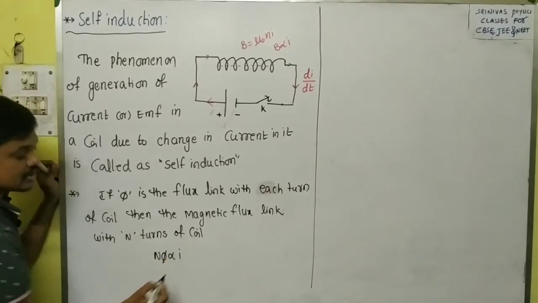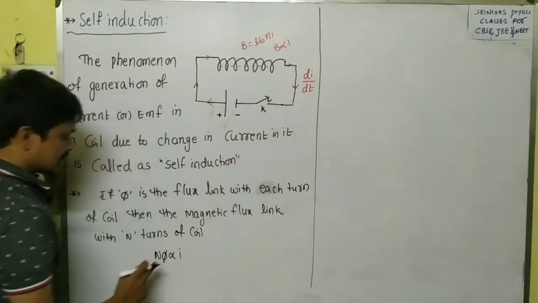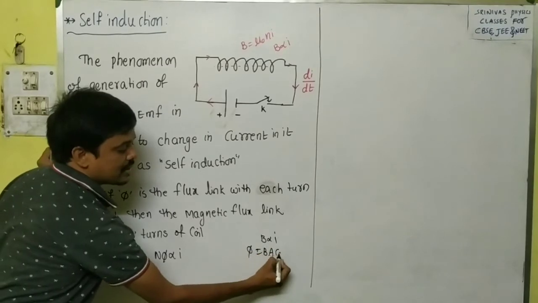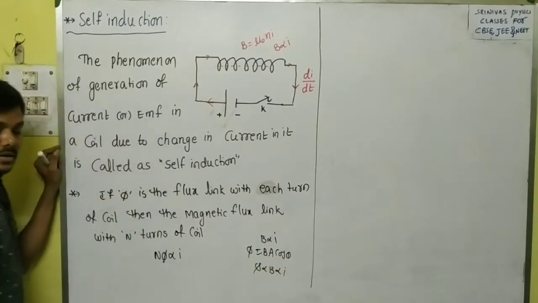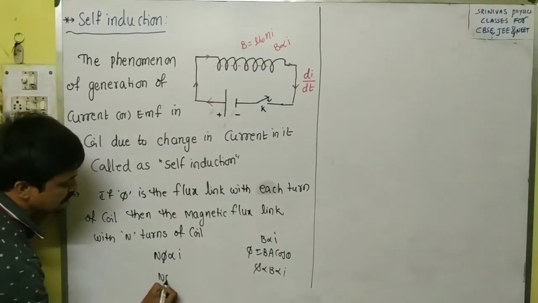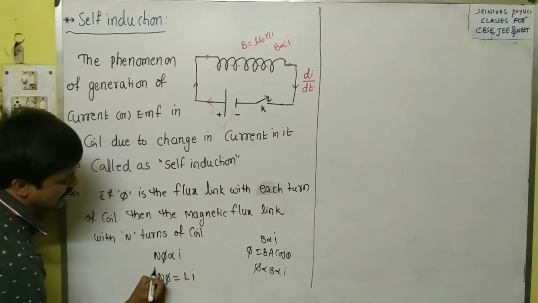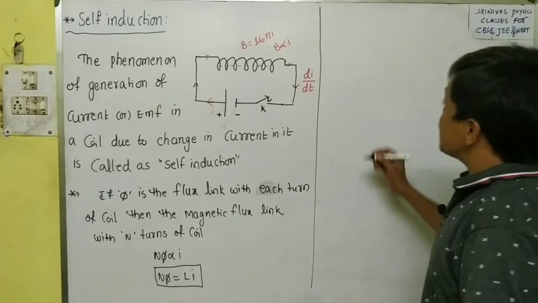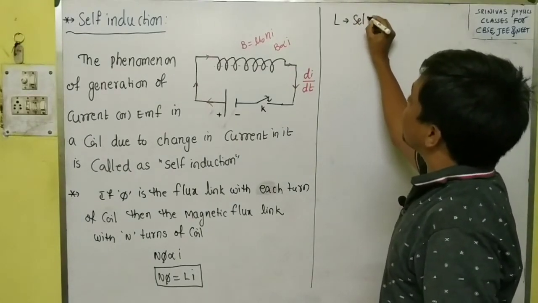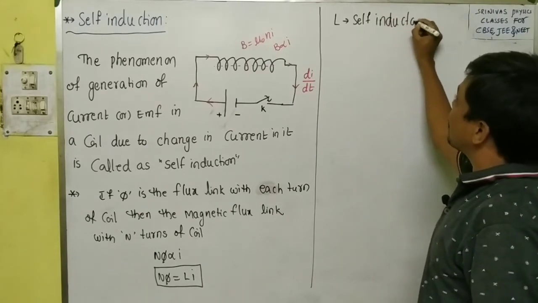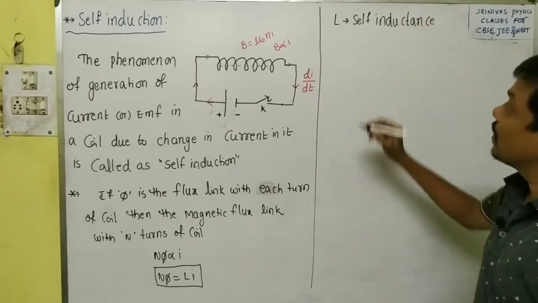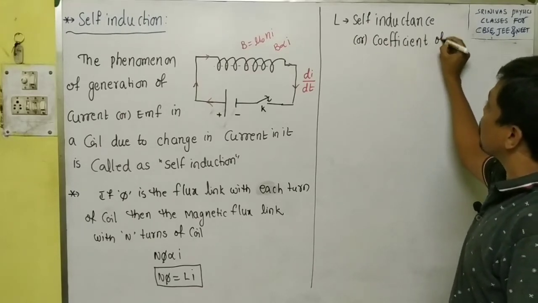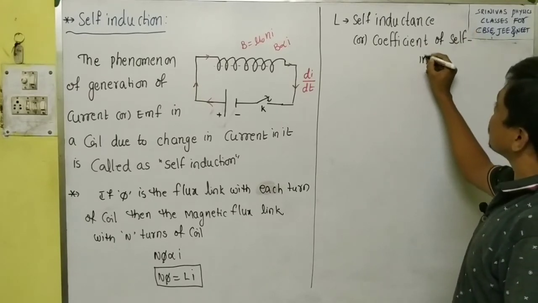This flux depends upon the current, because the field depends upon the current. We know that already. The field is proportional to current, and the flux is proportional to field, because phi is B A cos theta. So the flux is also proportional to current. When we remove the proportionality, we get a constant, that is L. What is L? L is a constant. Its name is self-inductance, or the coefficient of self-inductance.